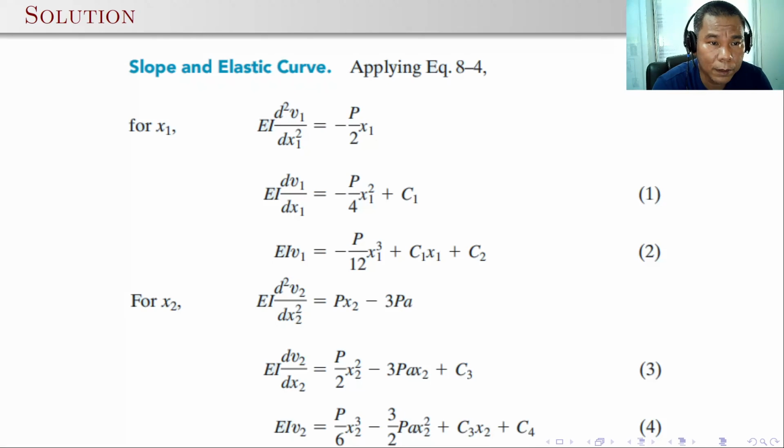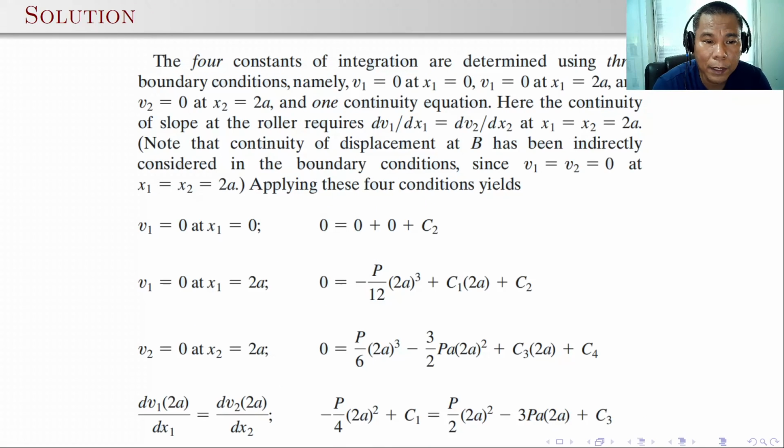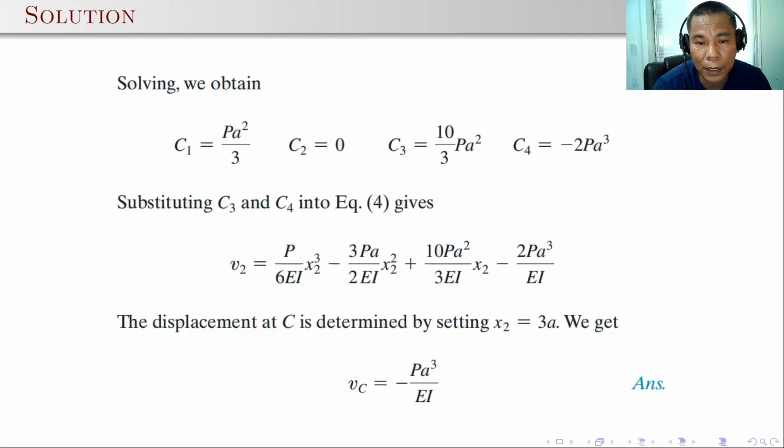Here are the elastic and the slope curves for the two segments. So expect that there will be two sets of equations because we have two segments. And by applying the boundary conditions, you will be able to determine the constants of integration. And of course, you can just use algebra to solve these equations so that after determining v2, you can now compute the displacement at C as determined by setting x sub 2 is equal to 3a, which we get vC is equal to minus Pa cubed over EI.